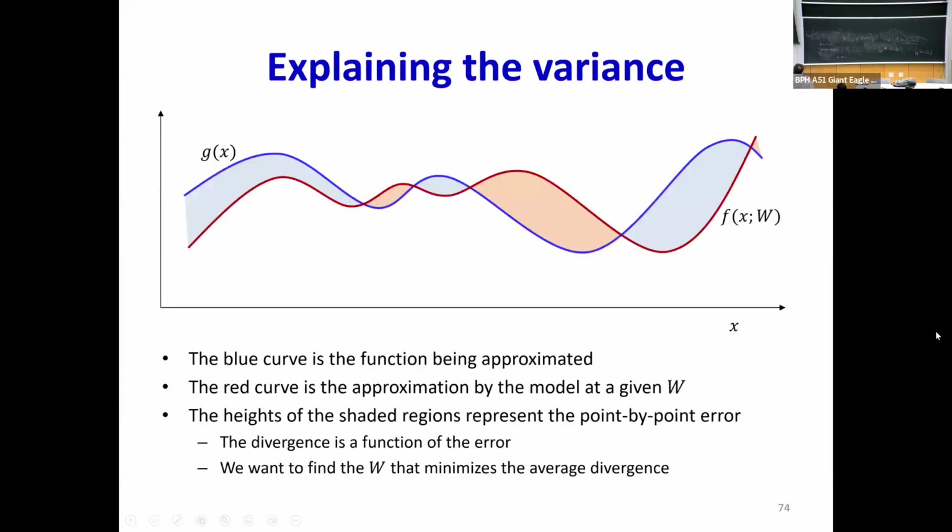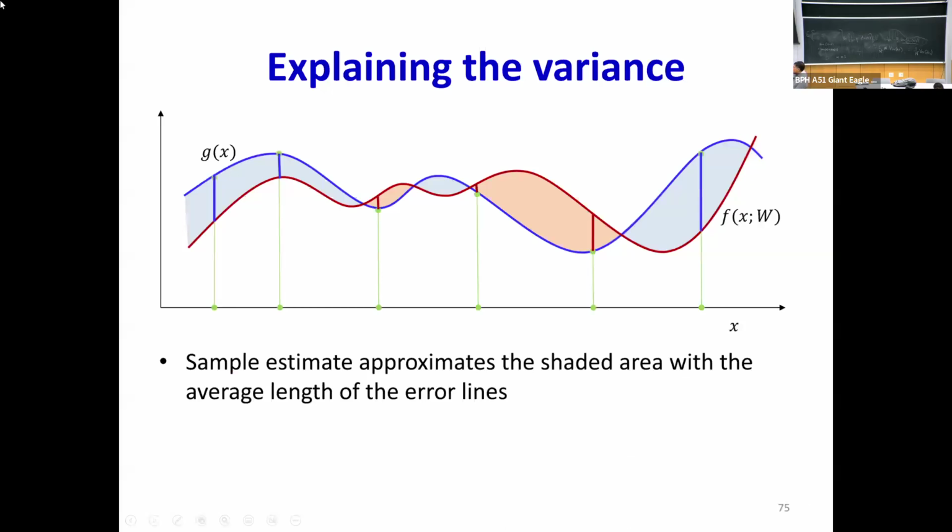I've got my desired function g of x. I have the current estimate f of x, right? I'm trying to minimize the error between the two. Now, I don't have the function everywhere. I just have the function at a small number of training points. So I'm going to be minimizing the gap between these two guys at these training points.